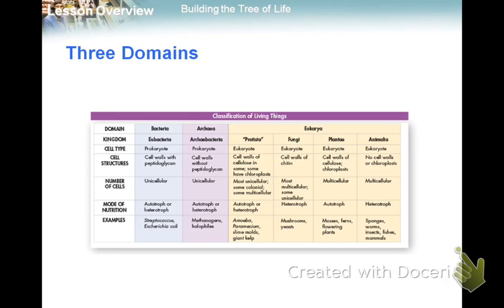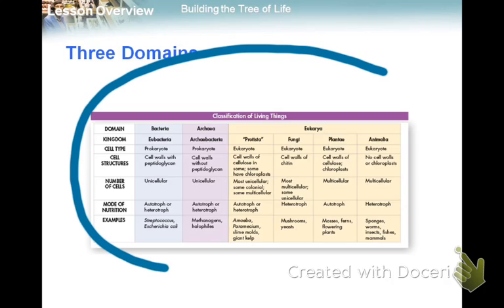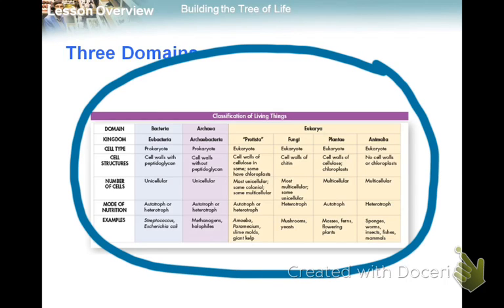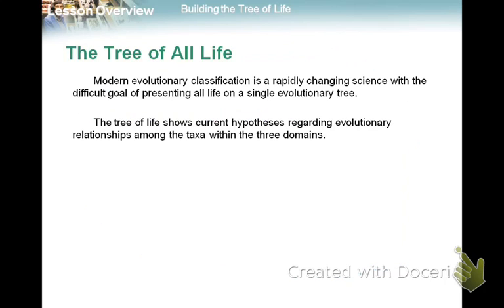Here's a great schematic of what the 3 domains look like, the kingdoms that are contained within each, and then the highlights of the characteristics of all of those. It's a great table. Use it.